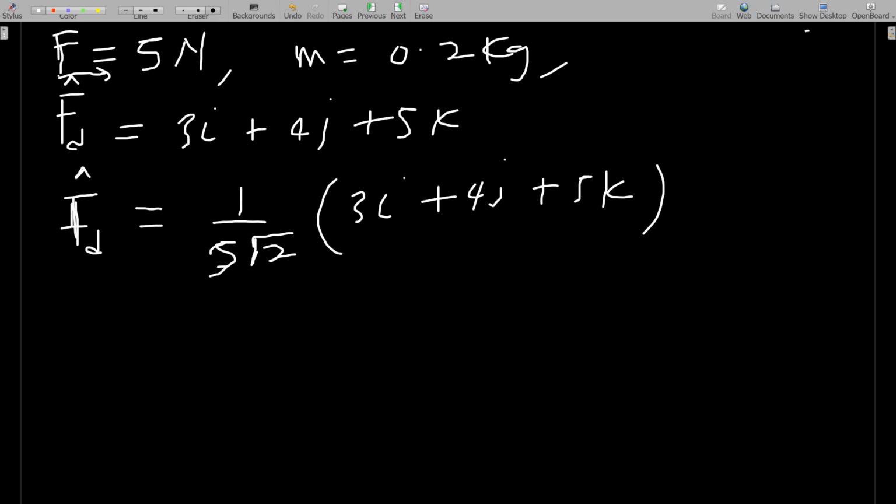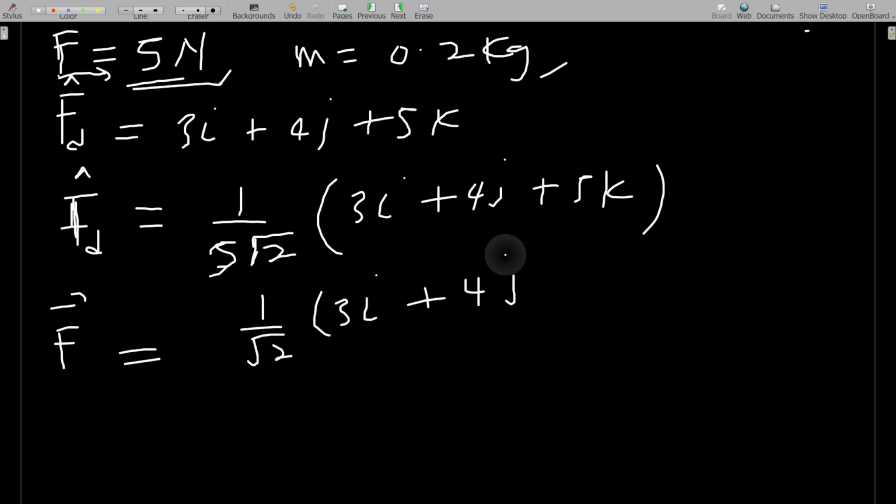Therefore, what will be the vector force of this 5 newton force? The vector force will be equal to 5 newtons times the FD cap, times 1 over this. So I'm just going to multiply everything here. When I multiply 5 through this, I'll just have 1 over root 2 into 3i plus 4j plus 5k. And there's my force. So now we are going to find our acceleration.